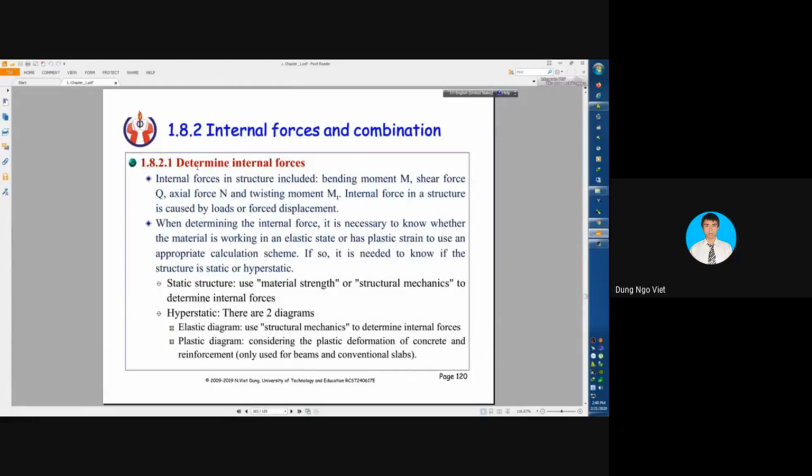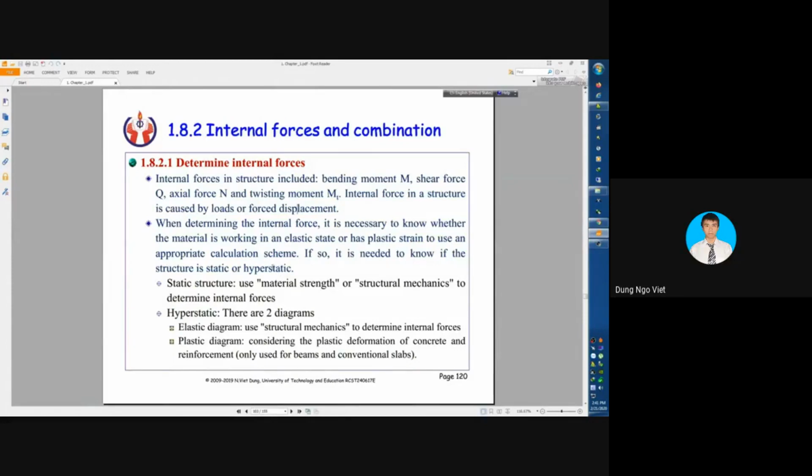Let's consider how to determine internal forces. Internal forces in a structure include bending moment, shear force Q, axial force N, and twisting moment MT. Internal force in a structure is caused by loads or forced displacement. And when determining the internal force, it is necessary to know whether the material is working in an elastic state or has plastic strain, to use an appropriate calculation scheme.